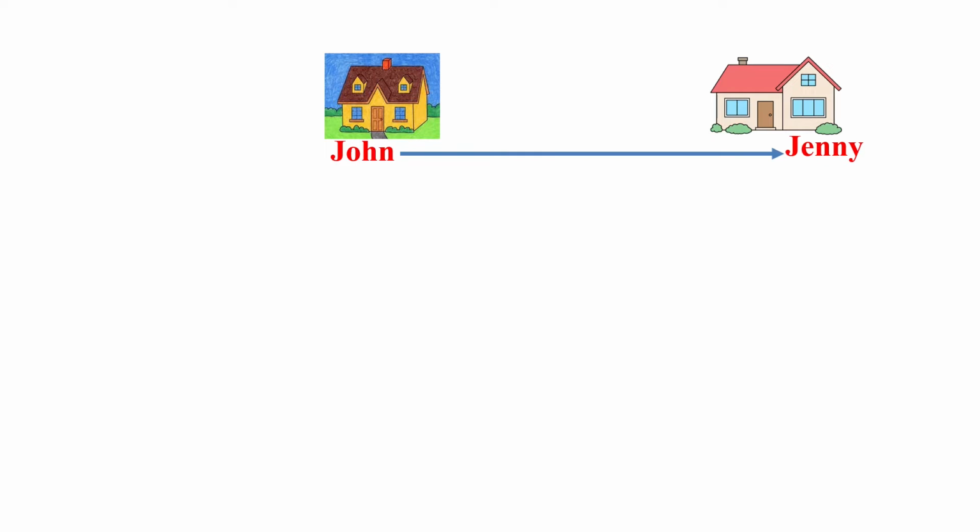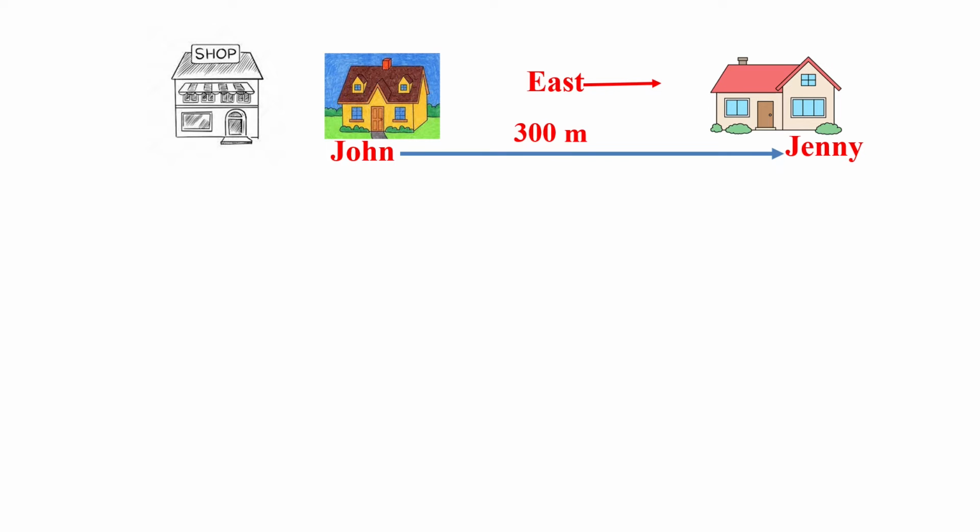This is the house of John, and he was invited by Jenny, whose house is 300 meters away from John, and it is towards the east direction. John planned to give her a gift and flowers, so he searched for a shop. The shop was in the opposite direction, towards the west, at a distance of 100 meters from John's house.